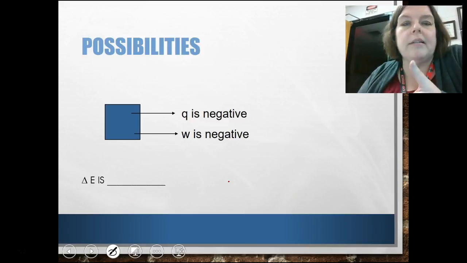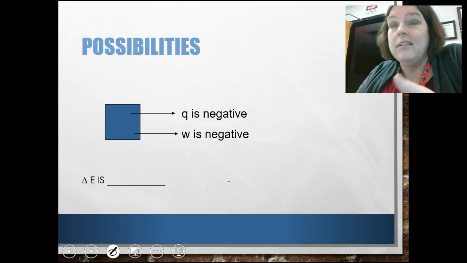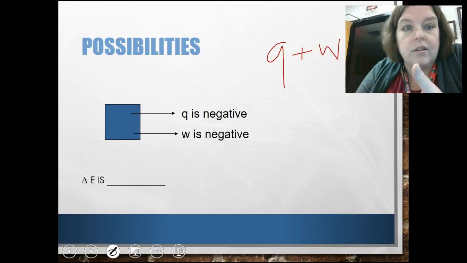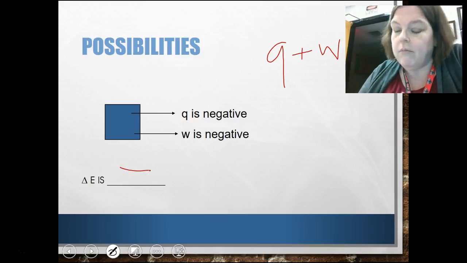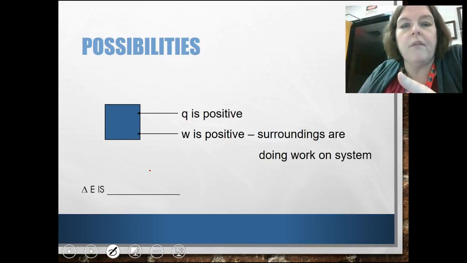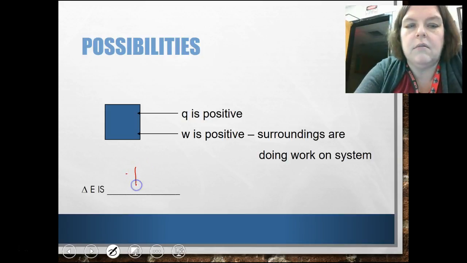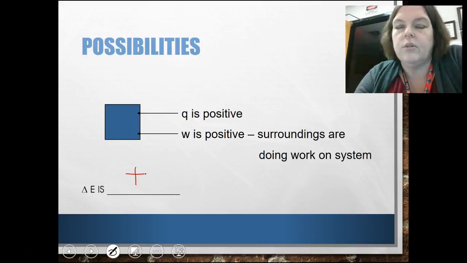So we have some possibilities. So in our system, we have Q being negative and W being negative. So what is the sign of delta E going to be? Well, delta E, remember, is equal to Q plus W, right? So that means if they're both negative, a negative plus a negative gives you a negative. There you go. Not hard stuff here. So what if we have Q being positive and W being positive? Well, we have a positive plus a positive. So that means it's positive. And when W is positive, the surroundings are doing work on the system. So something's happening within the surroundings that are doing something to the system.